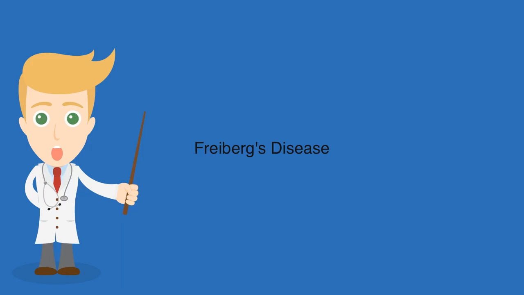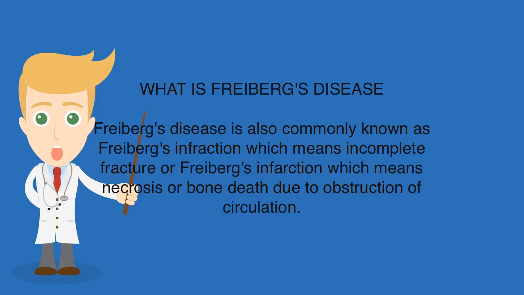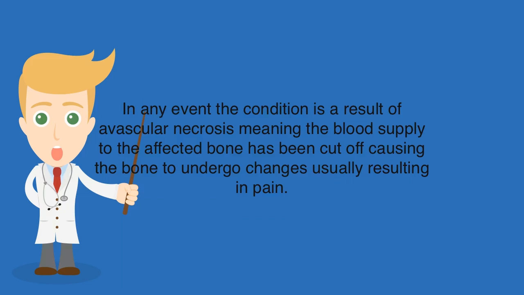Freiberg's disease. What is Freiberg's disease? Freiberg's disease is also commonly known as Freiberg's infraction, which means incomplete fracture, or Freiberg's infarction, which means necrosis or bone death due to obstruction of circulation. In any event, the condition is a result of avascular necrosis, meaning the blood supply to the affected bone has been cut off, causing the bone to undergo changes, usually resulting in pain.